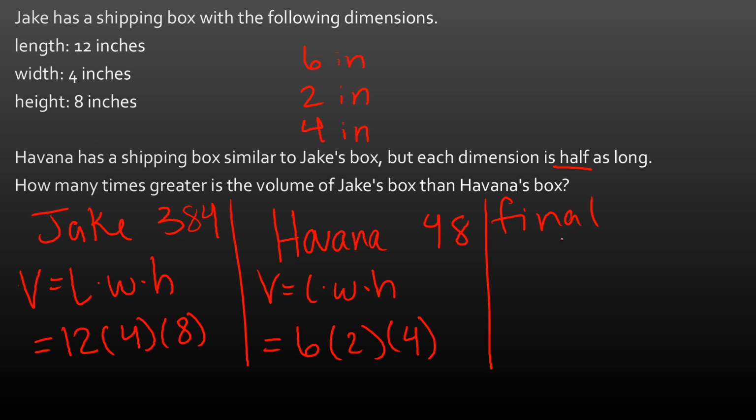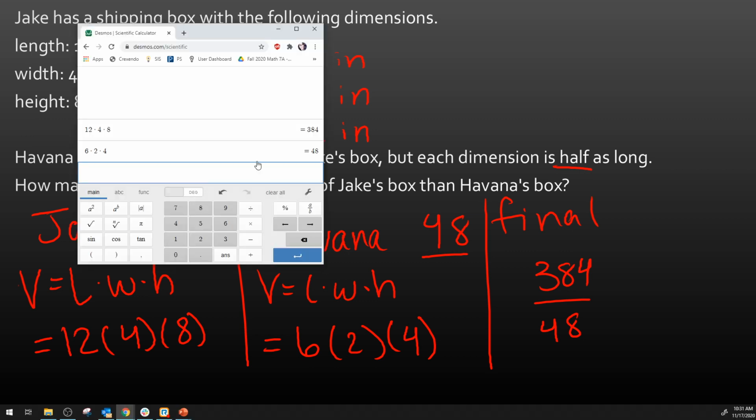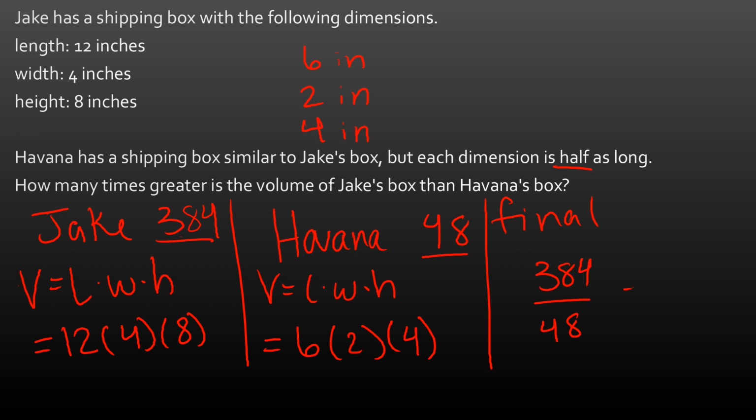Similar to what we did on the surface area, we are going to be dividing our volumes. So 384 divided by 48, and whatever number we get is going to be our final answer. So 384, and we are dividing that by 48, and we get 8. So that means that Jake's shipping box is going to be 8 times larger than Havana's, or the volume of Jake's shipping box will be 8 times larger than Havana's.